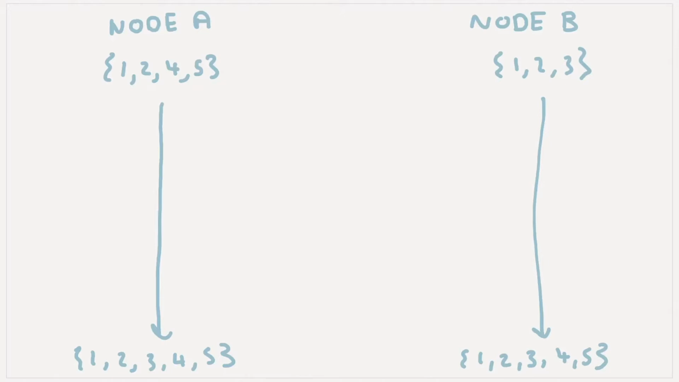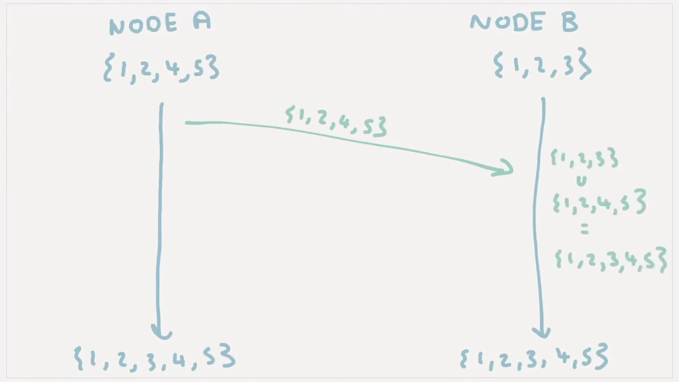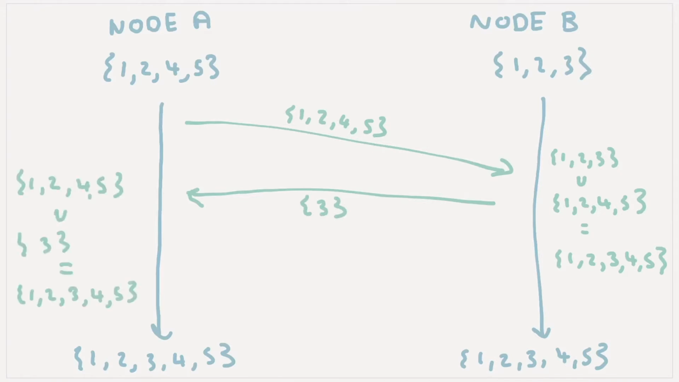So one way we could do this is we could have node A send their entire set to node B. Node B can then compute the union of its set and the set it received from A. It can then respond to A with the elements that A is missing, in this case just 3. Node A can union this set with its own set to get the complete set.